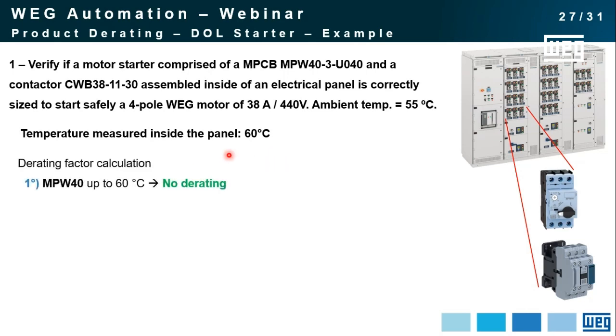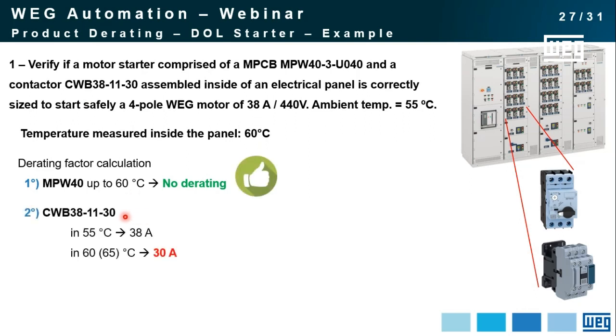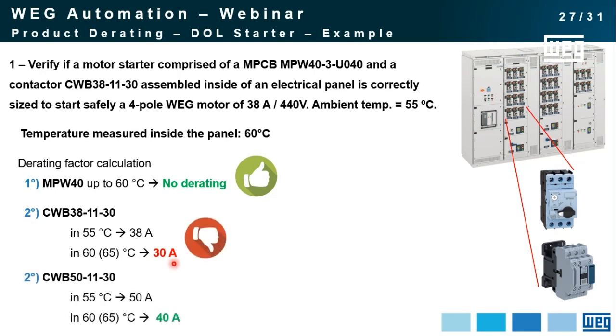So let's first take a look at the MPW40. Up to 60 degrees Celsius, there is no derating, so you can use this MPW40. Then let's take the CWB38. Up to 55 degrees Celsius, it can deliver 38 amps. However, at 60 degrees, using the 65 degree data that we have available, it can only deliver 30 amps. So we cannot use this one.